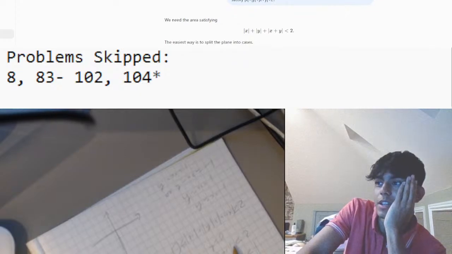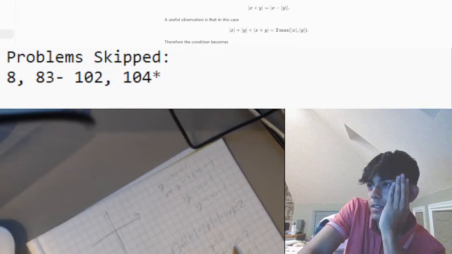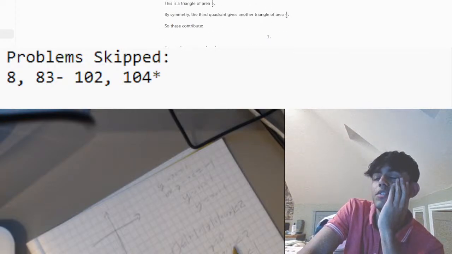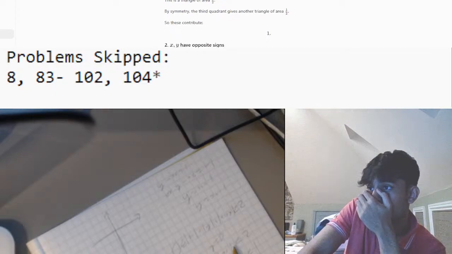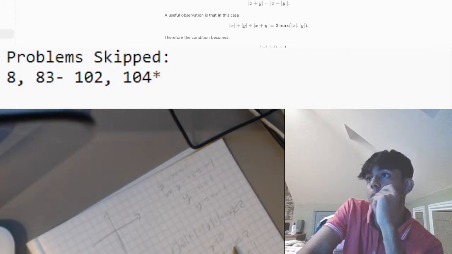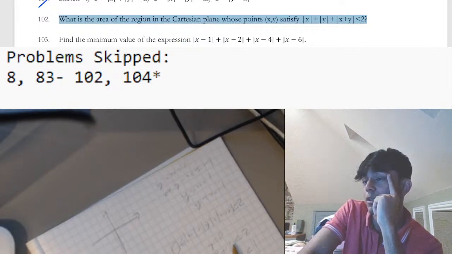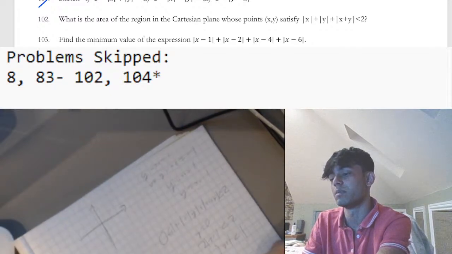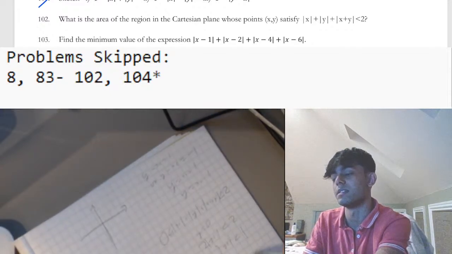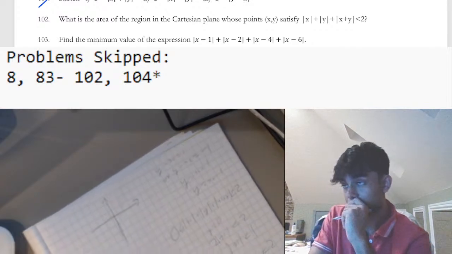Oh, it's literally just cases. Yeah, it's literally just cases. Oh my days. Yeah, my brain's just fried. So you literally just do cases: if they're both positive or both negative. If they're both positive, you have x plus y is less than 2, so x plus y is less than 1. That gives you a triangle.